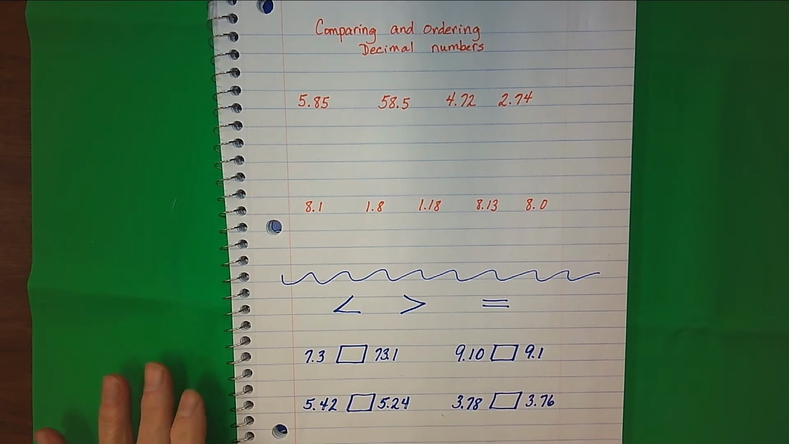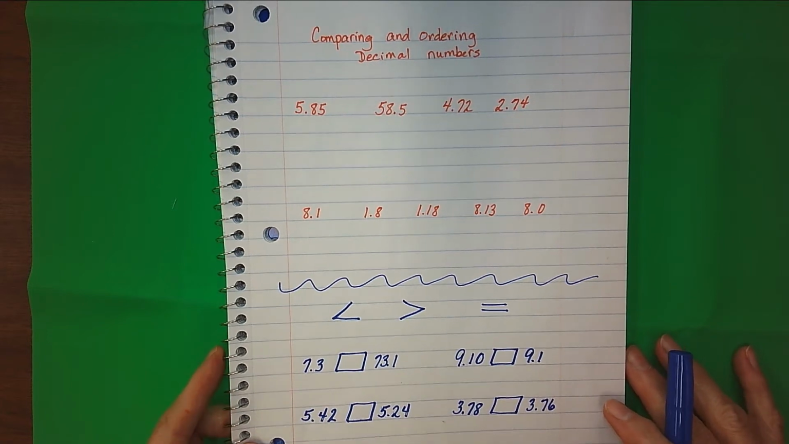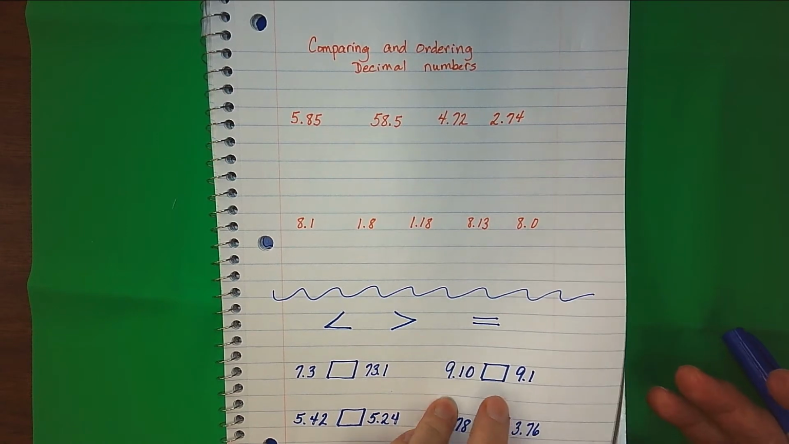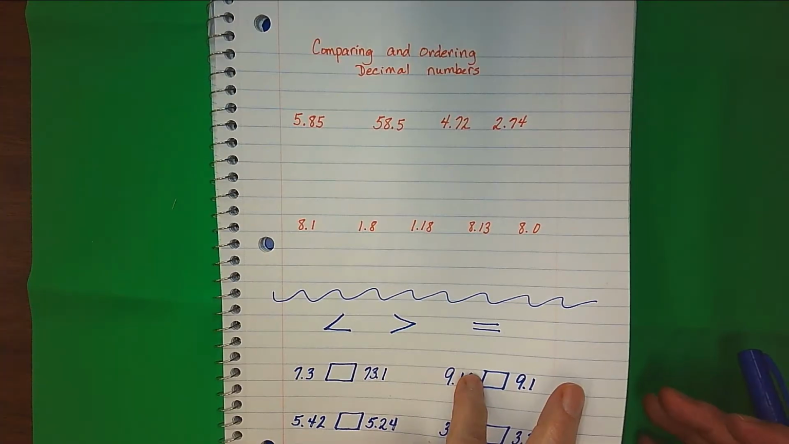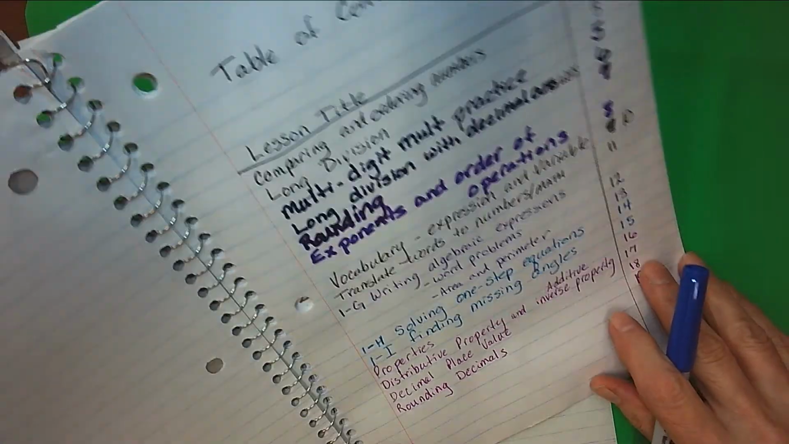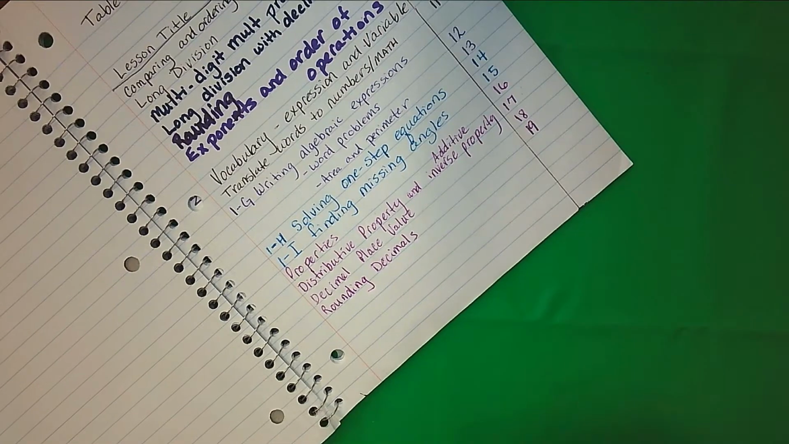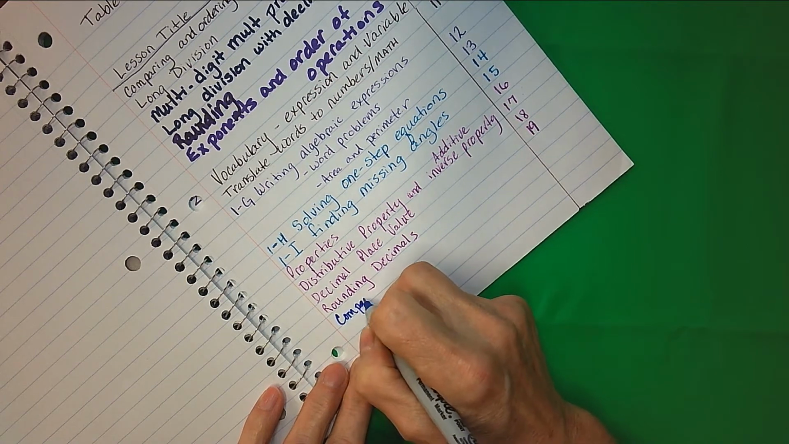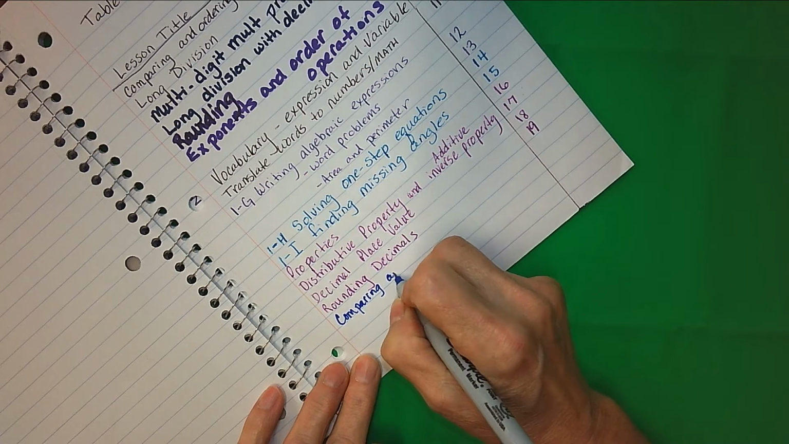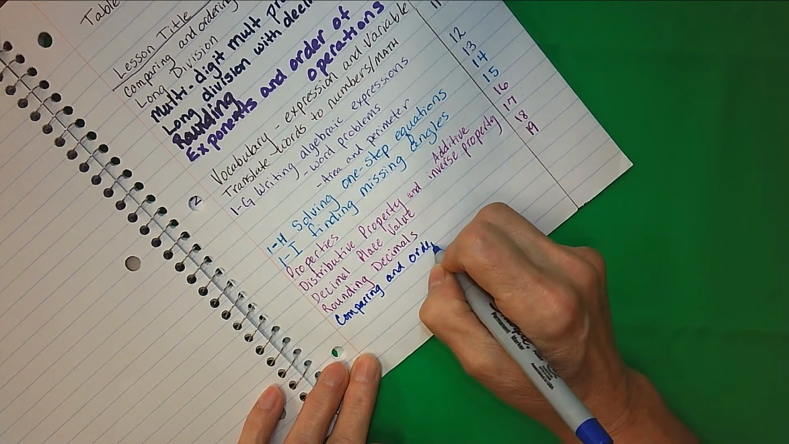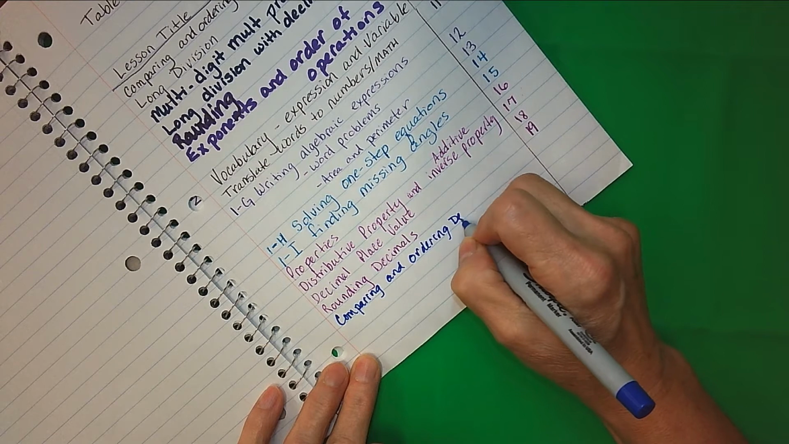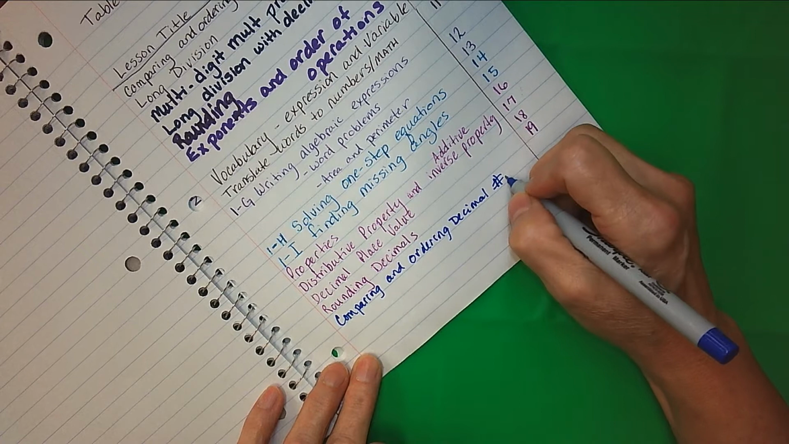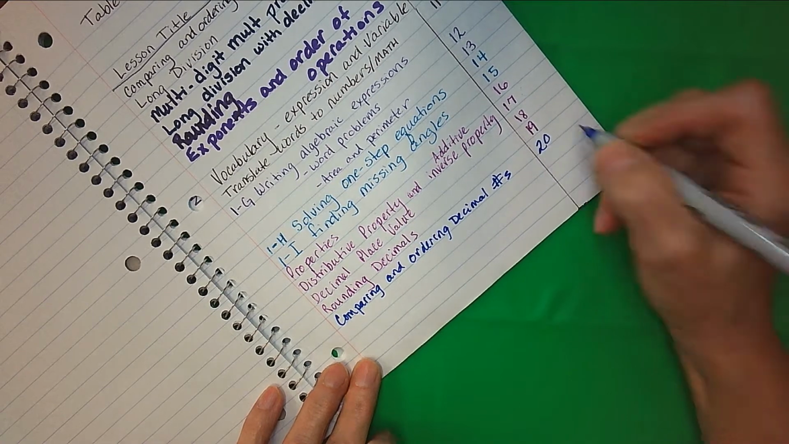Okay, we've made it to our last video for today. This is going to be comparing and ordering decimal numbers. So let's go to our table of contents and add that, comparing and ordering decimal numbers. And for me, that will be page 20.